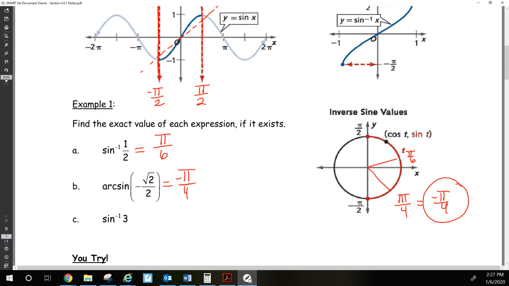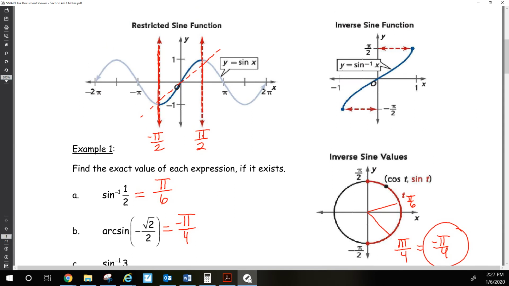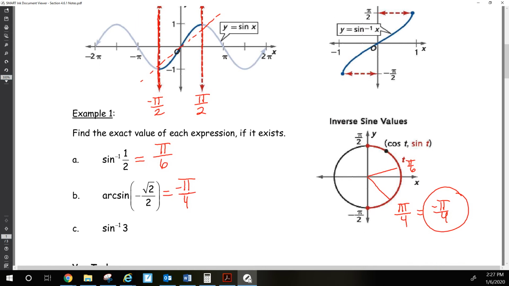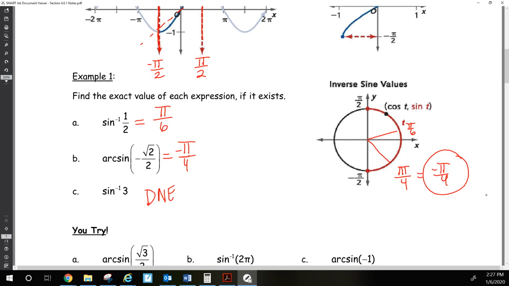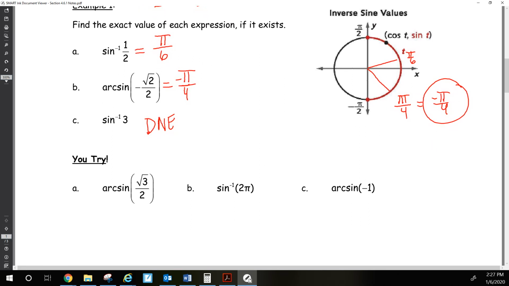All right, and then finally, sine inverse of 3. So where on the unit circle would my y value be 3? Nowhere, right? Is there anywhere on our sine curve where we're going to go up to 3? No. We're stuck between -1 and 1. So if I'm looking for an angle measure where my y value is 3, that doesn't exist. Anything above 1 or below -1 is not going to exist.